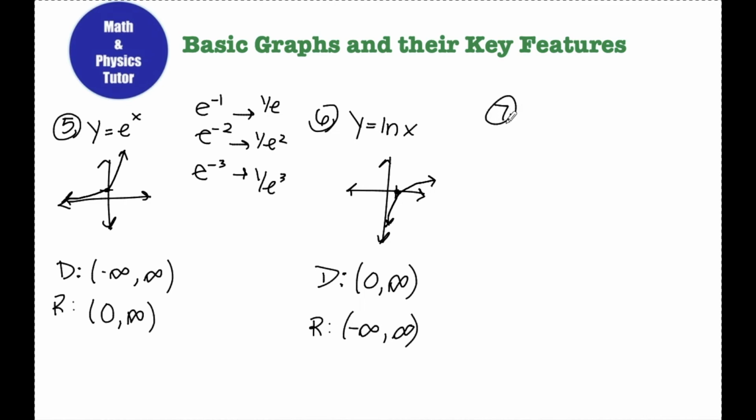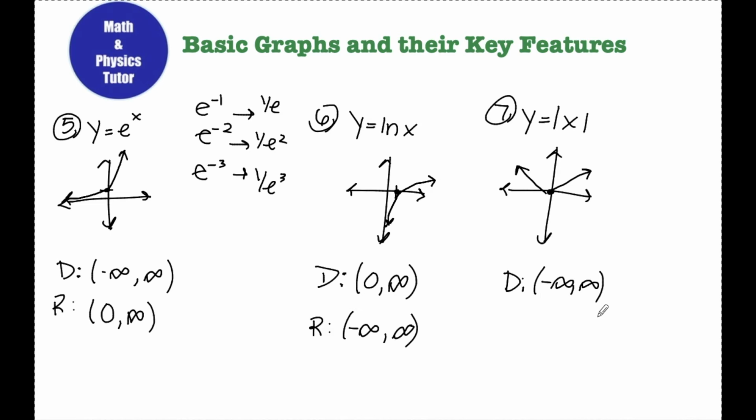The seventh and final graph that we'll look at is y equals the absolute value of x. This graph starts at (0, 0), and we'll have a line with a slope of 1 for numbers greater than 0, and a line with a slope of negative 1 for x values less than 0. My domain is not restricted here. I can plug in any x value and get out a y value.